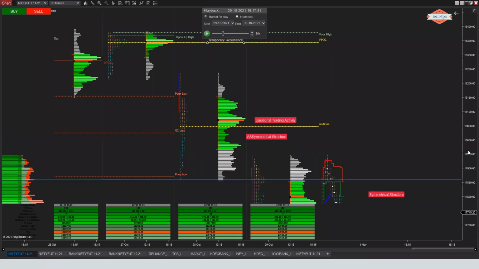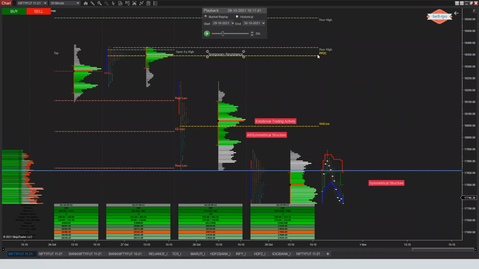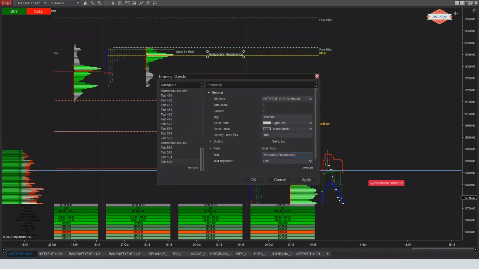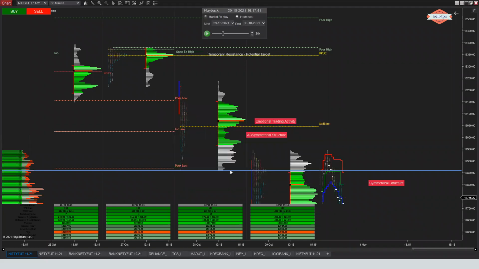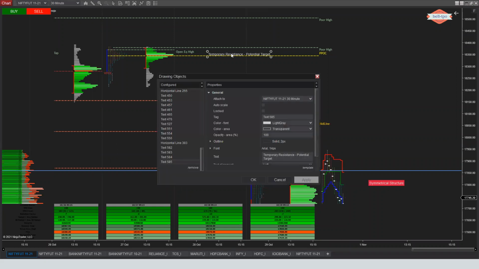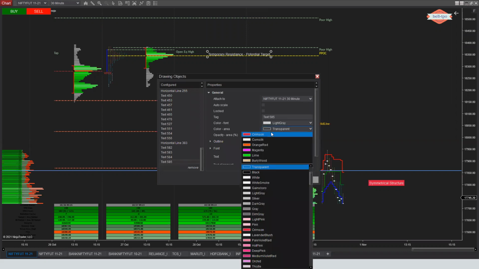Now, so this is the prominent point of control. As I said, it is a temporary resistance, but it is a potential target. One of my favorite trade setups also. Positionally, we don't know when it will happen, but we know that in the next maybe 5 to 7 days, we can expect price to come back to this prominent point of control.